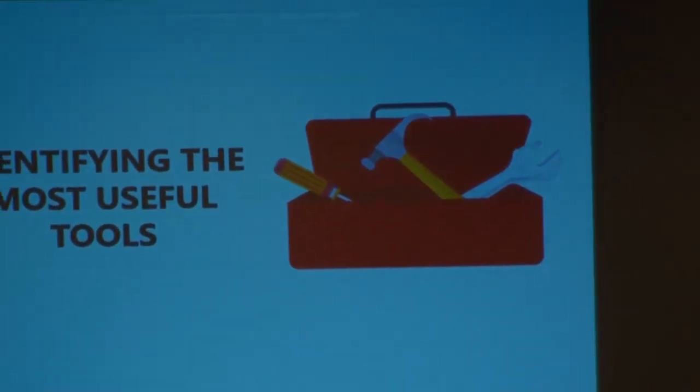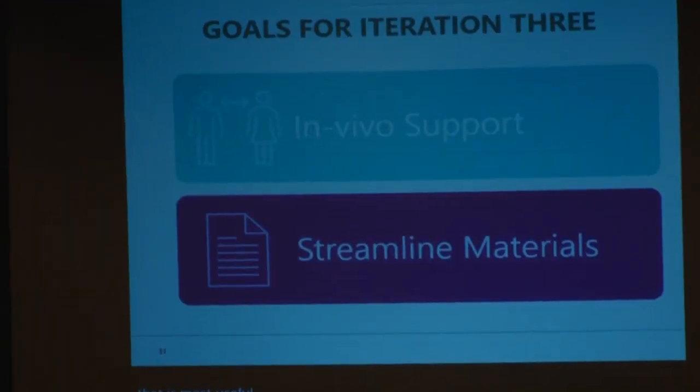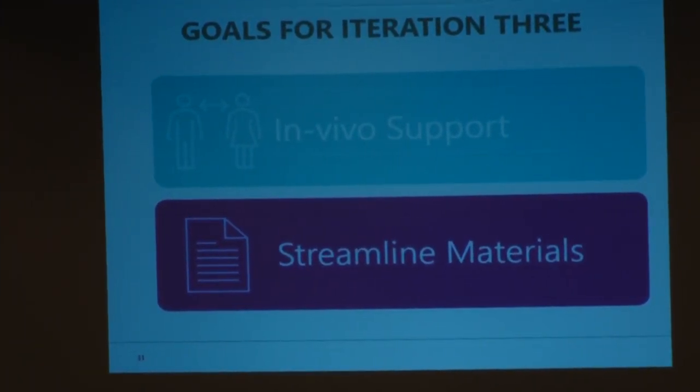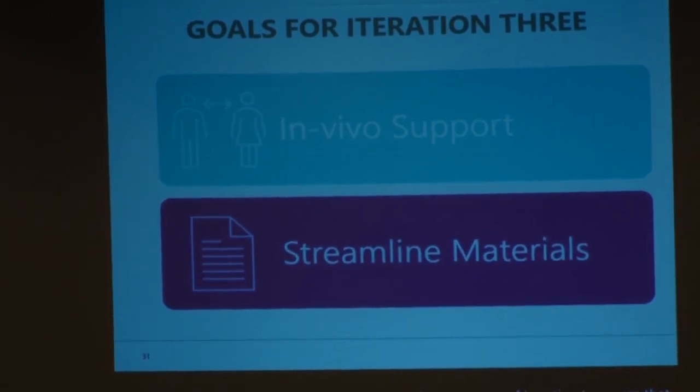So again, you see a theme here. We are identifying what the most useful tools are. So we stuffed the toolbox. Now we're kind of picking them out and seeing what we can use that is most useful and helpful to our teachers. And our goals here, again, to mirror the things that came out of iteration 2 were that in vivo support and then streamlining the materials.